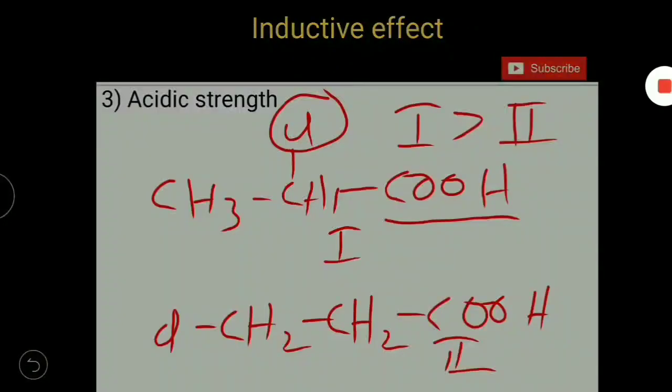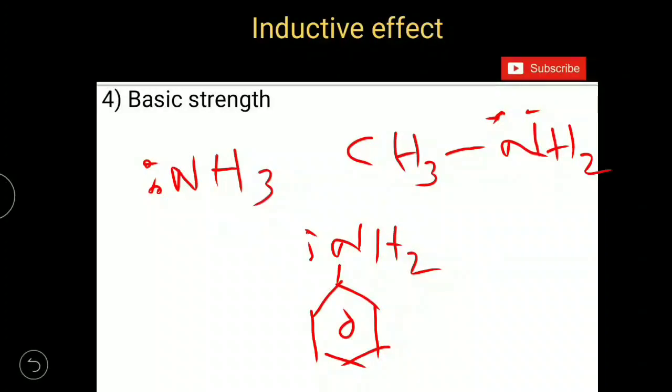Basic strength of the amines can be explained on the basis of inductive effect. Amines are Lewis bases because of the presence of a lone pair of electrons on the nitrogen atom, and basic strength of Lewis bases depends on the tendency of those compounds to donate the electron pair to other compounds. Here we have ammonia, methylamine and aniline.